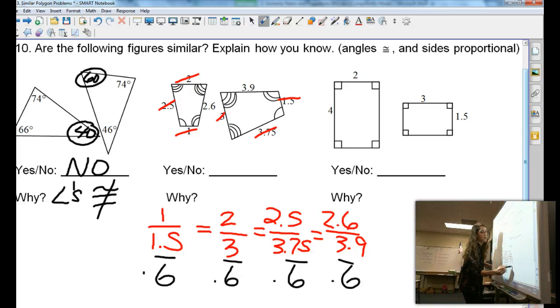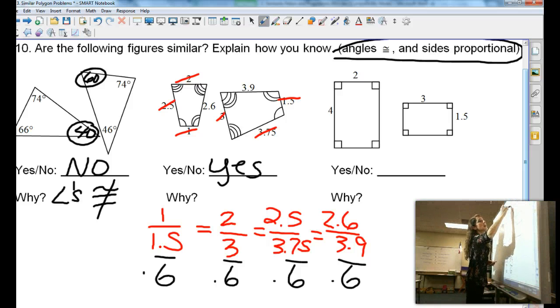Yay! So what do we answer on this question? Yes or no? Are they similar? Yes, they are similar. And if you wanted to, under the Y, you could literally just write this right here. Angles are congruent and sides are proportional.